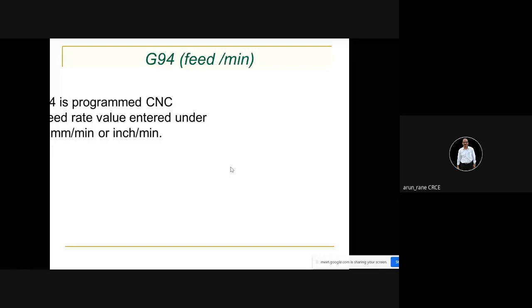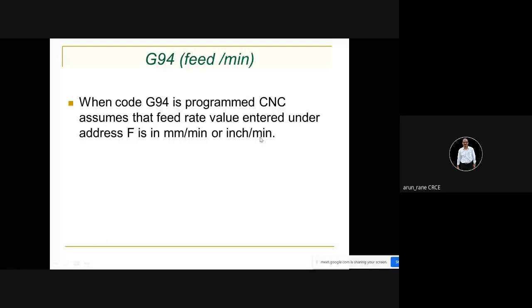As I said, G94 is for feed per minute. Remember, you always tend to forget this. G94 is the per minute feed rate, and it can be millimeter per minute or inches per minute. If you want millimeter per minute, then you write G71. If you want inches per minute, then you write G70.